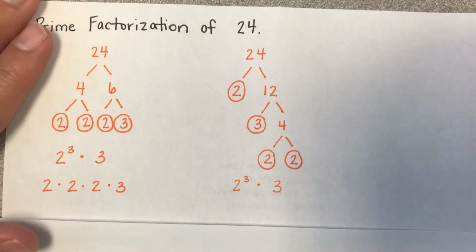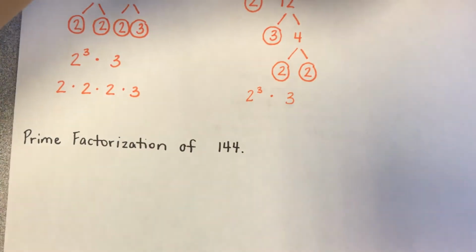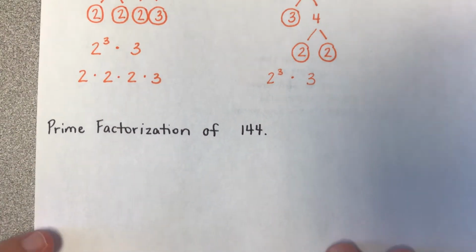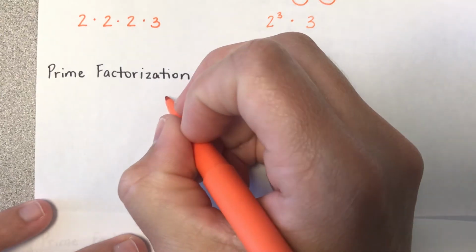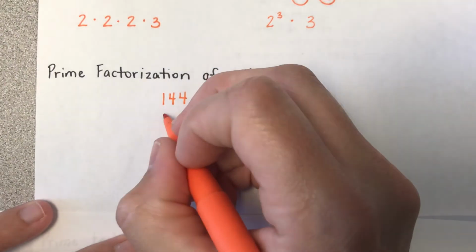Okay, let's look at another one. A bigger number doesn't change anything. You do it the same way. Prime factorization of 144. Okay, so let's think about it. 144. It's definitely not prime, so let's break it down.